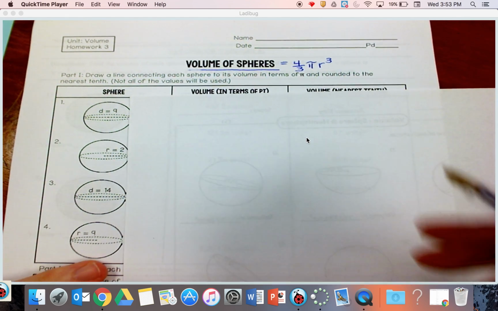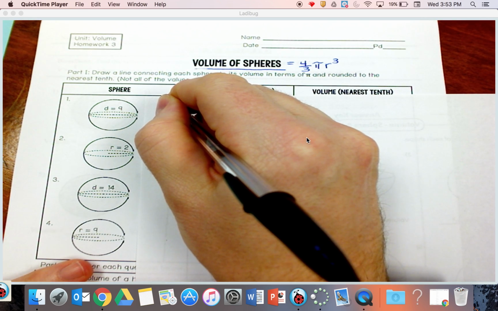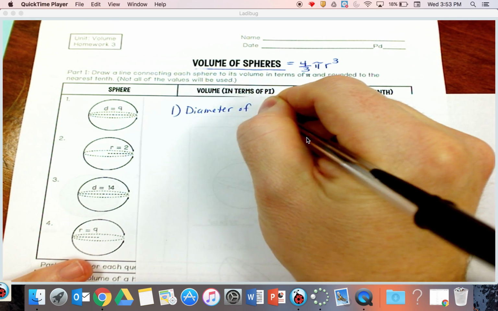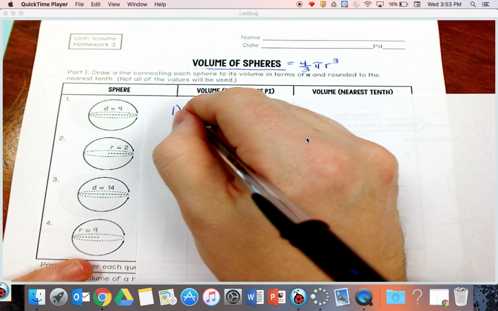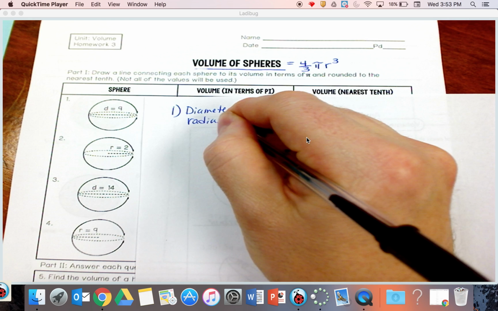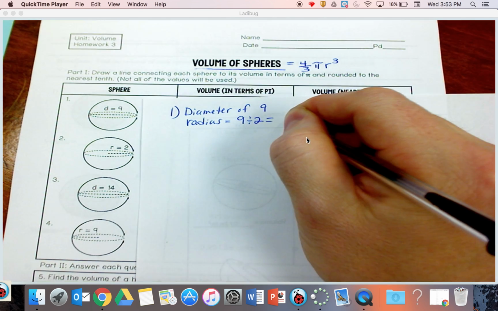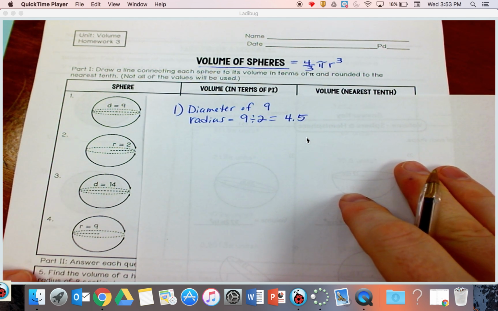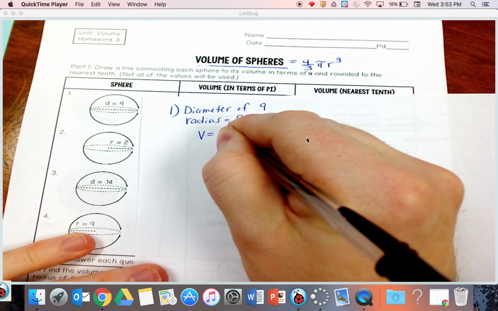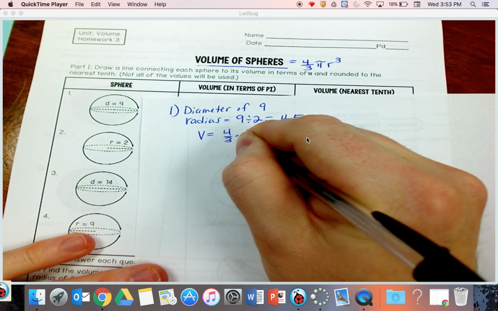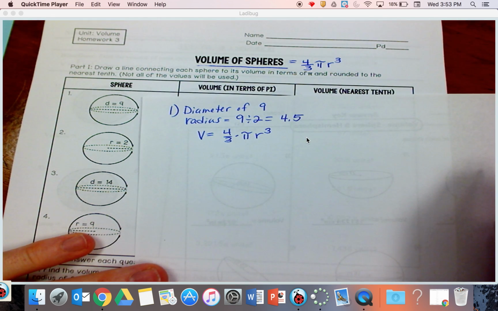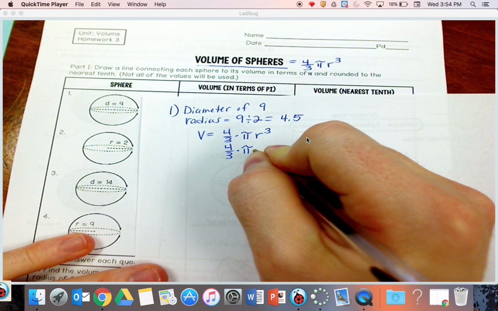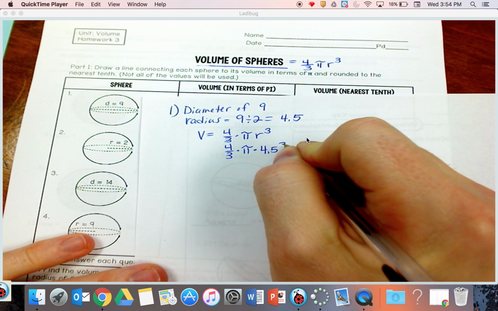So here's number one. What I'm given here is a diameter of 9, but I need the radius. So the radius is going to be 9 divided by 2. So the radius is 4.5. Now I have my radius, and I have everything that I need to find my volume. Using my formula, 4/3 times pi times the radius cubed, I'm just going to fill in what I have. So I have 4/3 times pi times the radius cubed, which is 4.5 cubed.